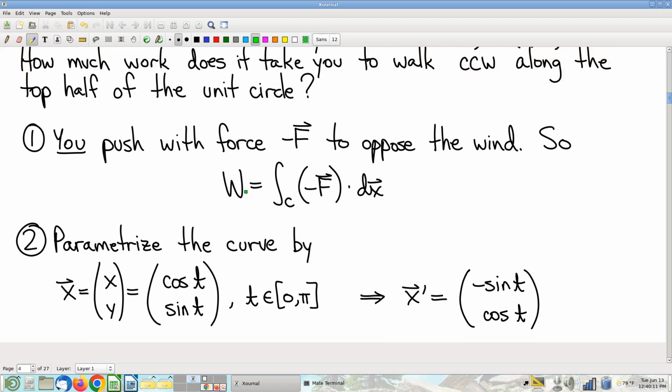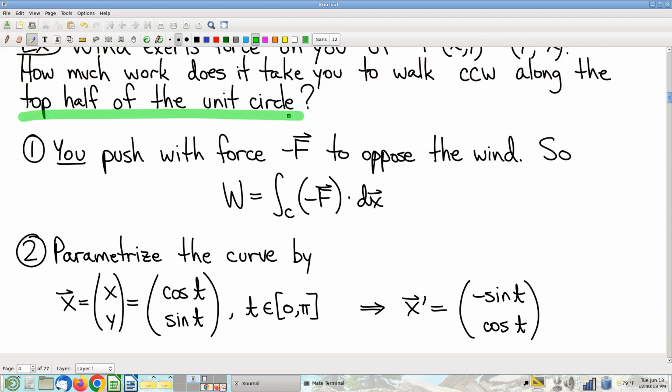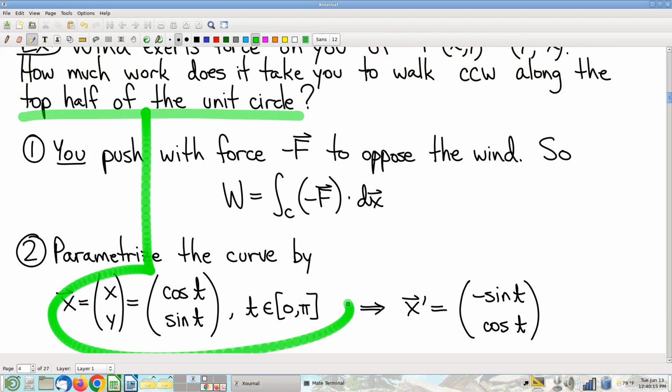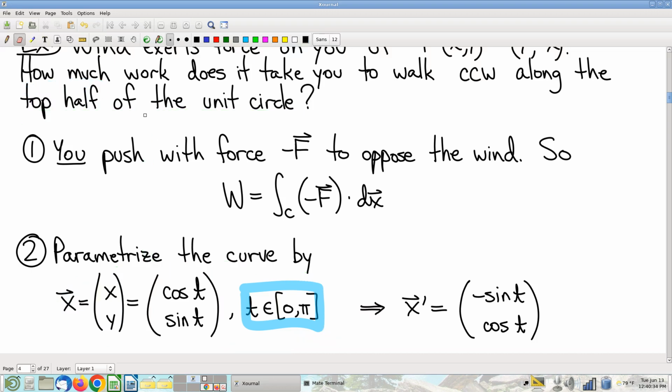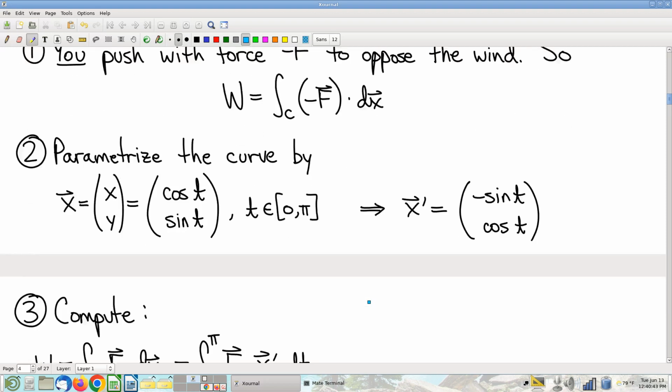Let's see here. What are we parameterizing? The top half of the unit circle. Cool. Easy to parameterize. Everybody recalls this parameterization, I hope. Top half specifically means we're only looking at t going from 0 to pi. And I need to compute the derivative. A little bit of easy calculus there. And then I can start plugging in.